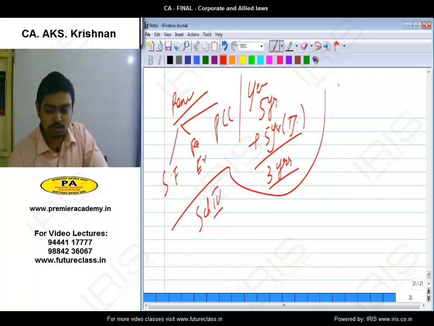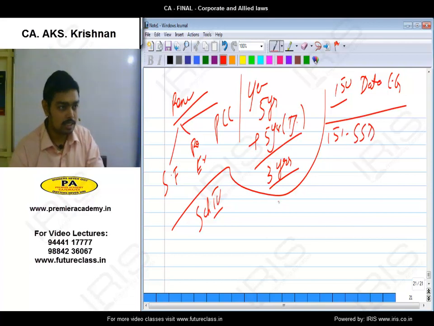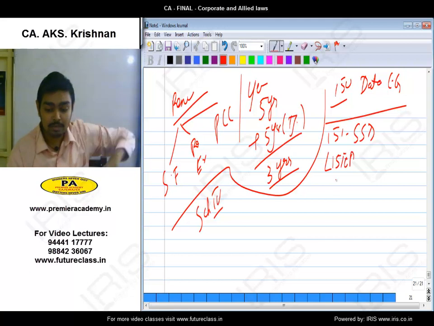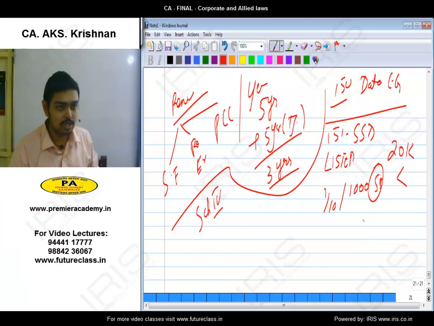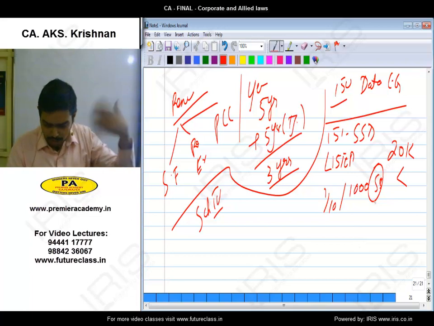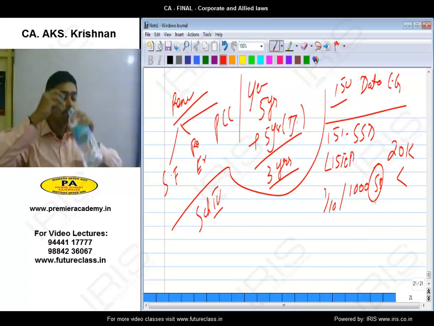Then we go to section 150, database. The central government will maintain a database. Then 151, what is that? Directors. For a listed company only, 1 director for 1000 small shareholders. Who is a small shareholder? One holding shares of 20,000 rupees or less. They will be non-rotational.